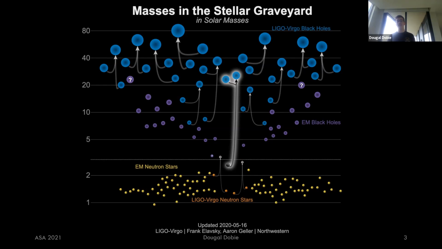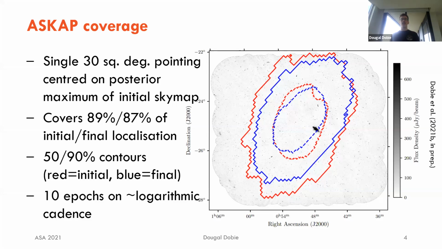Now, that being said, the detection of an electromagnetic counterpart would, at least in my mind, fairly conclusively show you that the lighter component was in fact a neutron star. So it makes sense that we should dedicate some amount of observing time to following up this event and searching for that counterpart. So that's what we did. We used ASKAP, which is capable of rapidly observing vast swathes of sky. And this event was so well localized that we only needed a single 30 square degree pointing to achieve fairly good coverage of the event.